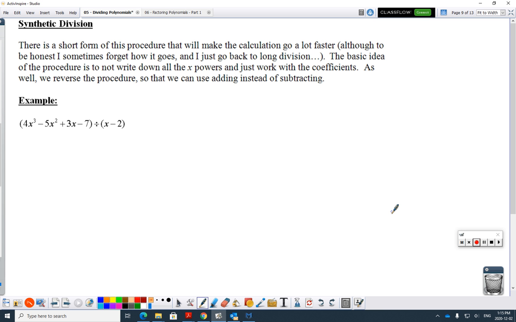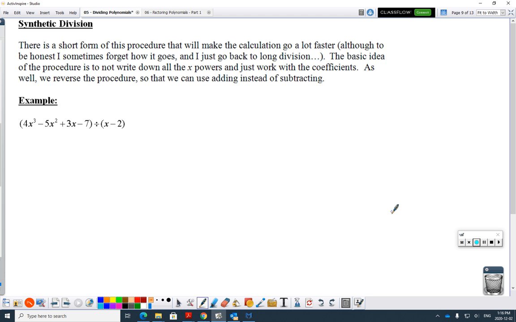The subtracting negative thing is a big problem. It's such a big problem that mathematicians have come up with a way to do this procedure without all the writing. And you're probably going to find, as you're doing the first few questions of this homework, you're like, it's not bad, I don't mind doing it, but my hand's getting sore from all the writing that I have to do. So synthetic division is a short form to everything we just did.